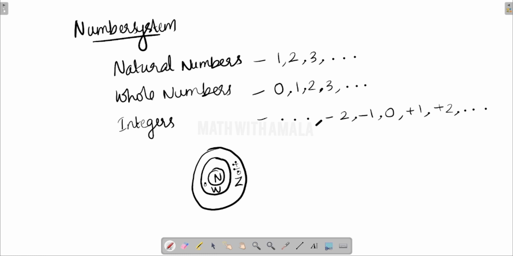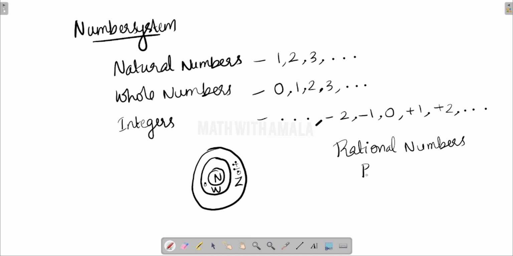Now what do you know about the next kind of numbers? Of course, it is rational numbers. You have studied already in your previous classes. Rational numbers, I think it's in grade 8. You have studied already in detail about rational numbers. What are rational numbers? You can refer to my grade 8 chapter 1, rational numbers, for the definition and all. I will repeat it here.